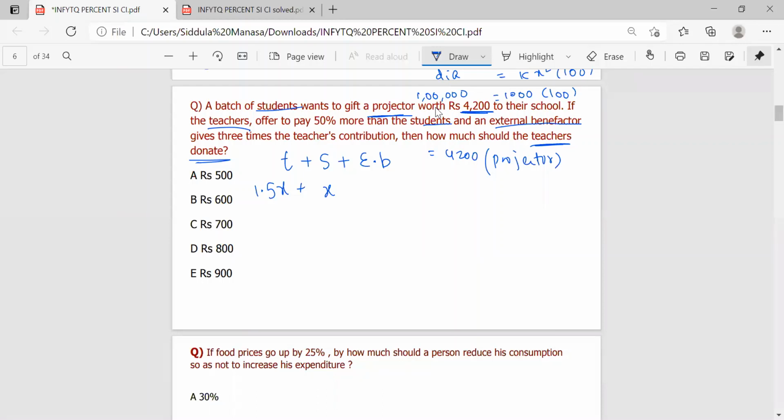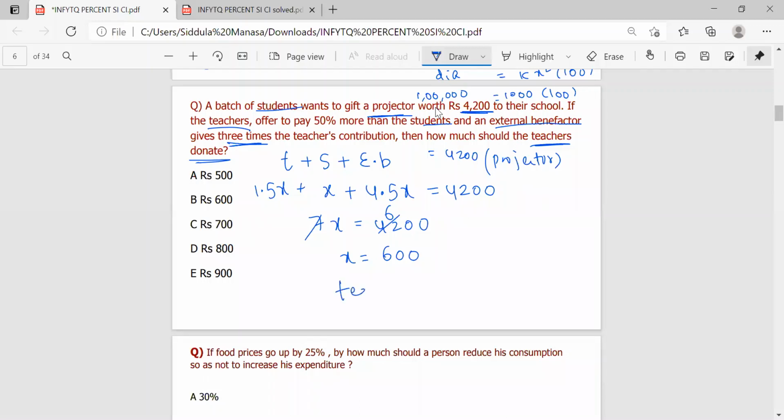Now, if teachers' contribution is 1.5x, the external benefactor is contributing 3 times, so 1.5x into 3, that will be 4.5x. Altogether, gifting a projector worth 4,200. If you add x plus 1.5x is 2.5x, plus 4.5x, that will become 7x. 7x equals 4,200. Now 7 sixes are 42, so x equals 600. That means students' contribution has to be 600.